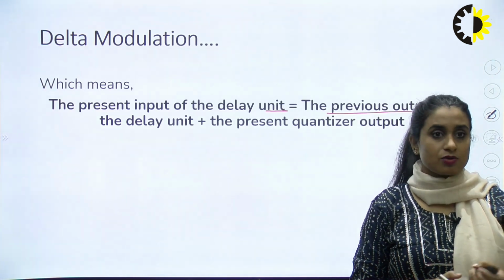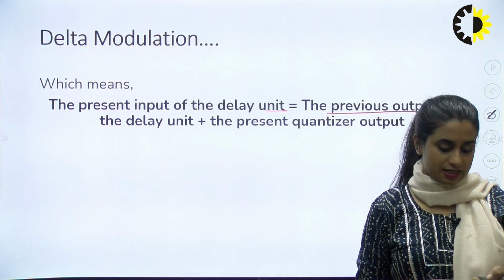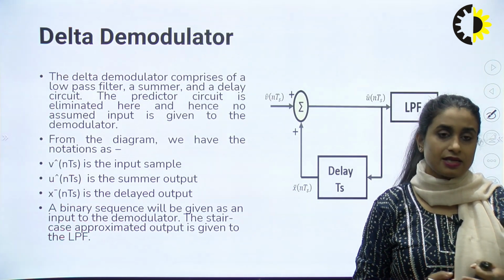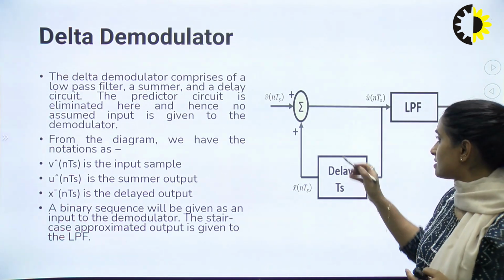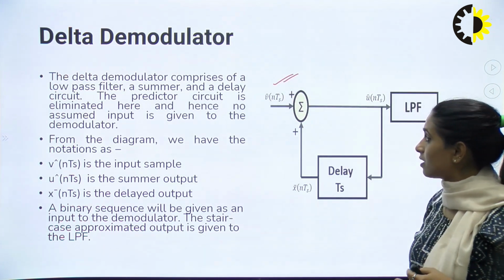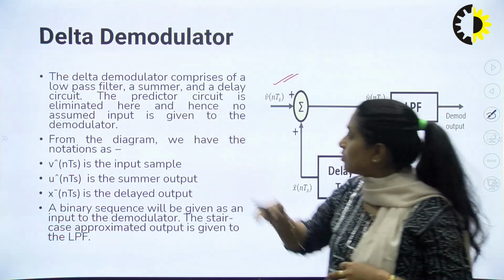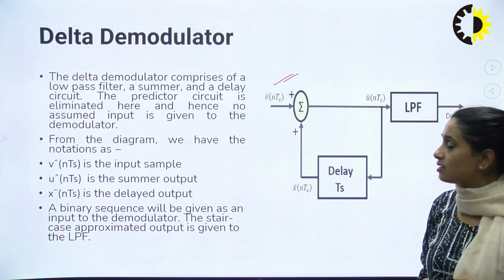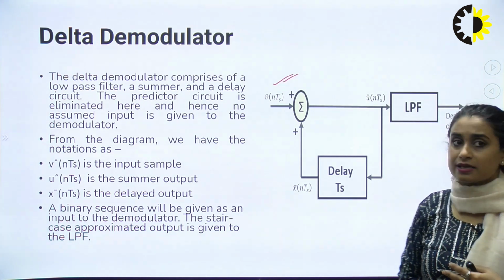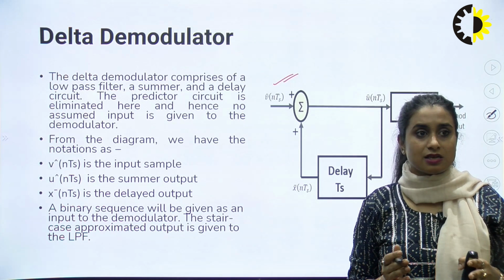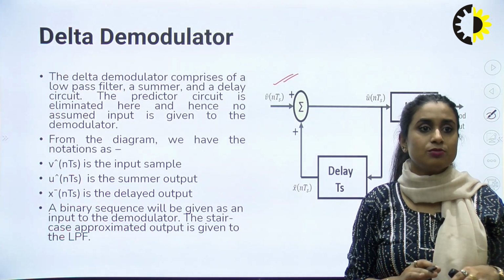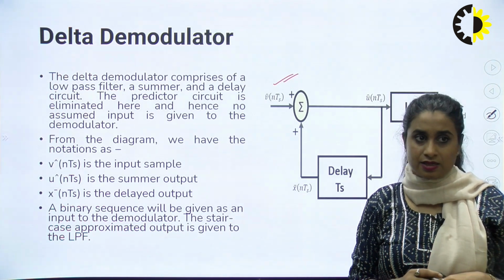Now let's talk about how we can demodulate such a signal. We can demodulate such a signal with the help of a delta demodulator. The circuitry is simple. The delta demodulator comprises a low pass filter, a summer and a delay circuit. The predictor circuit is eliminated here, and hence no assumed input is given to the demodulator, right?